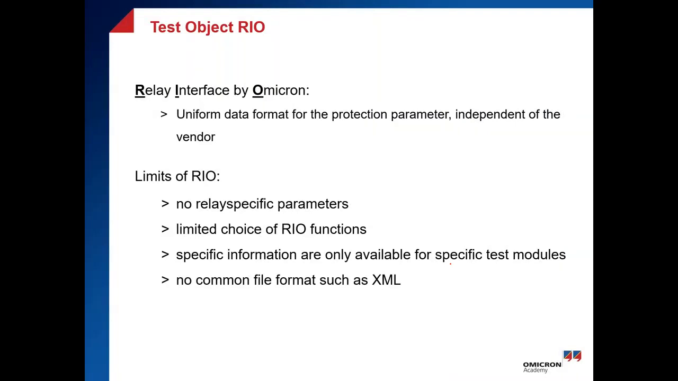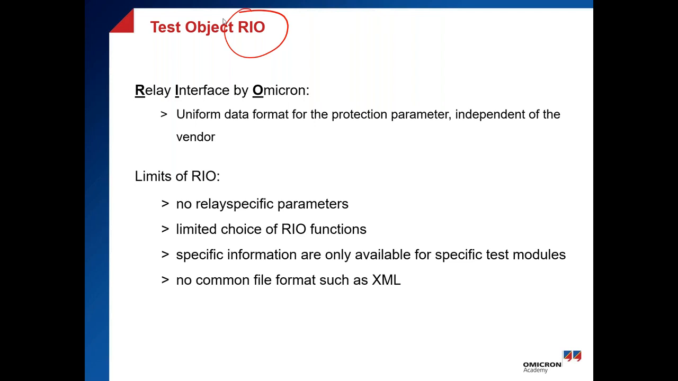Now, the word RIO. Many people hear the word RIO. RIO is Relay Interface by Omicron. This is the abbreviation for RIO. It was the first trial from Omicron to get the relay characteristics as a graph from the relay itself. Then we copy it inside the OCC file or inside our test module, and then you can see the relay characteristics. But it was very limited, and it has a lot of problems.